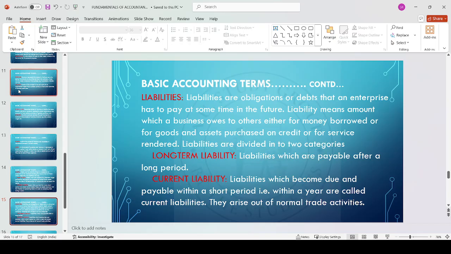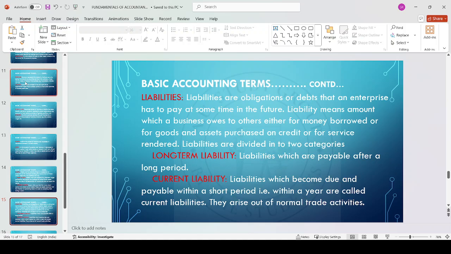Now even liabilities are basically divided into two: long term liability and current liability. Long term liabilities are liabilities that are payable after a long period, typically more than a year, such as long term loans. For example, if I take a home loan, a 10-year or 15-year loan, that is a long term liability. So if a business takes a 5-year loan or 10-year loan, it is a long term liability.